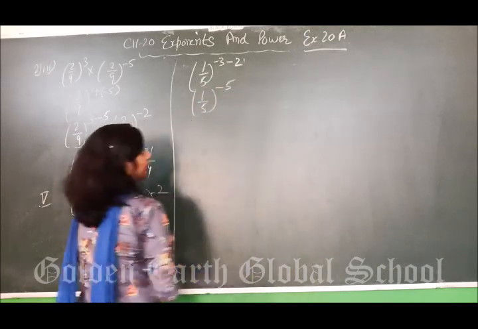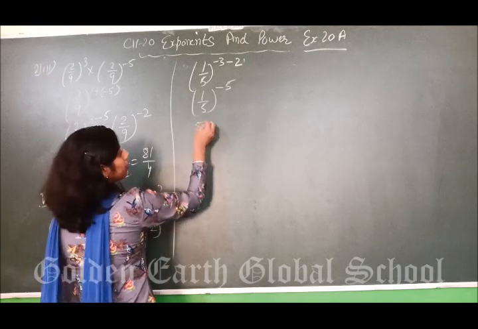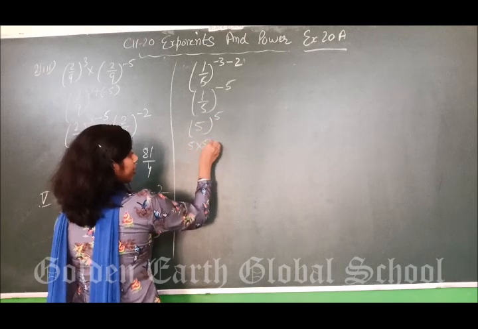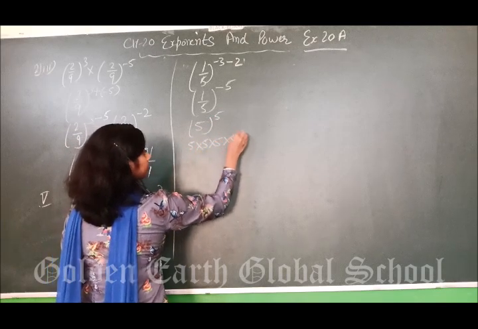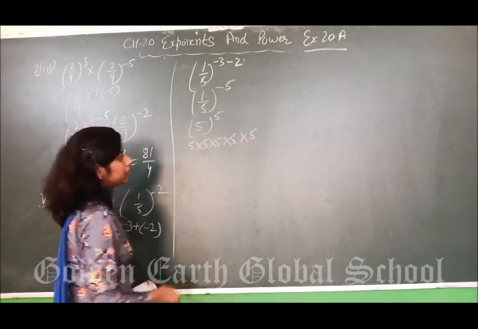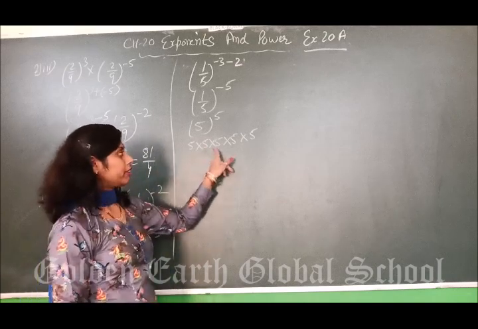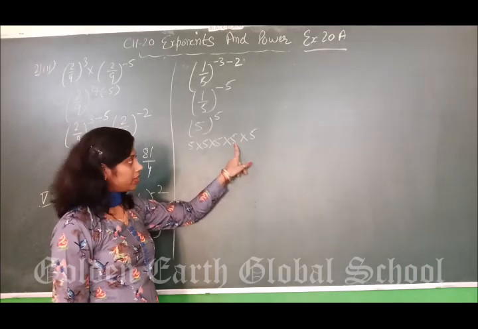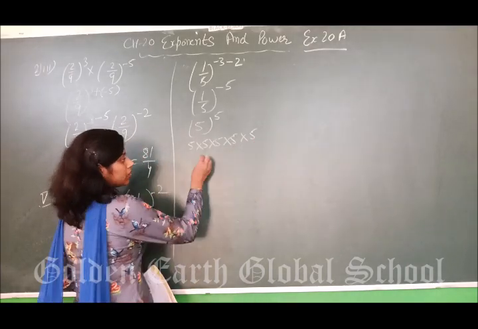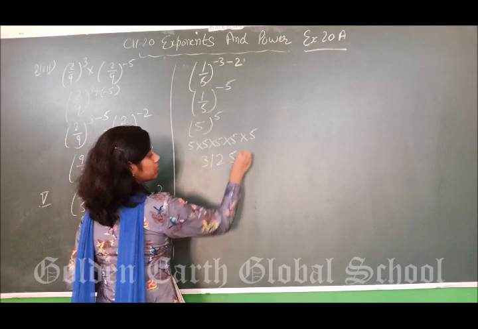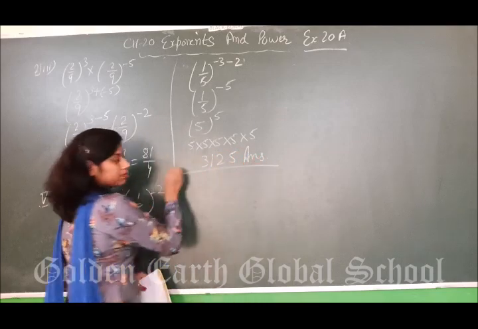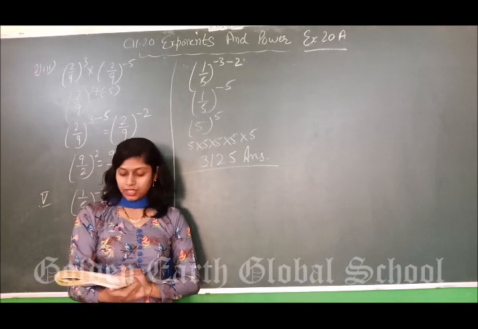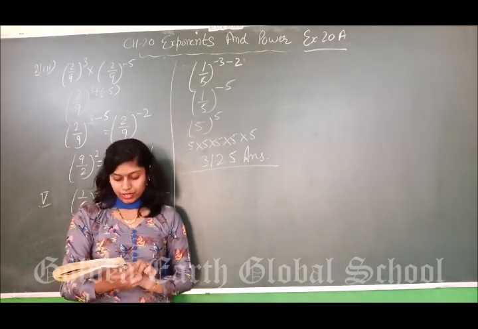Again the power is negative, so we will take the reciprocal. (5/1) raised to power 5, that is 5 into 5 into 5 into 5 into 5. So multiply the terms. 5 5s are 25, 25 into 5 is 125, 125 into 5 is 625, 625 into 5 is 3125. So it will be your answer. Clear? Next, the sixth part is again the same. First apply the rule, then simplify.